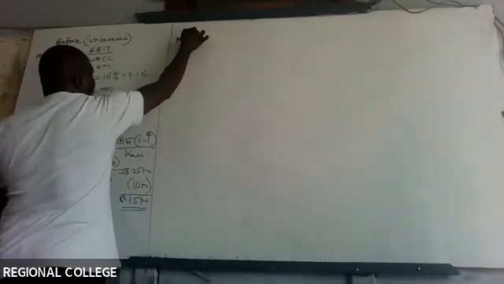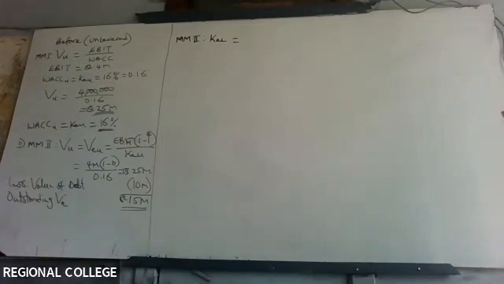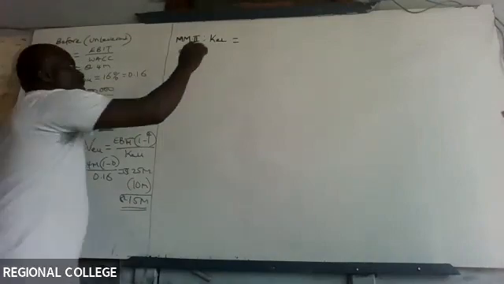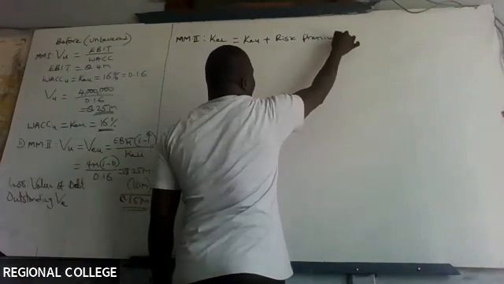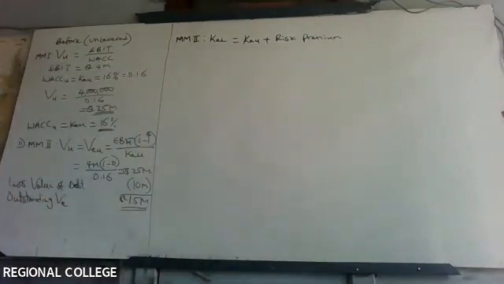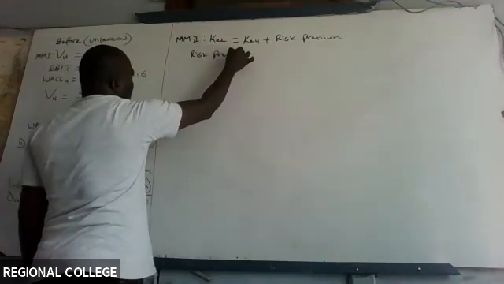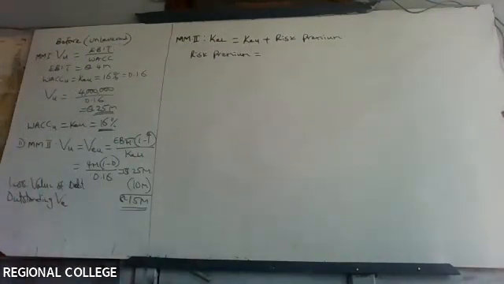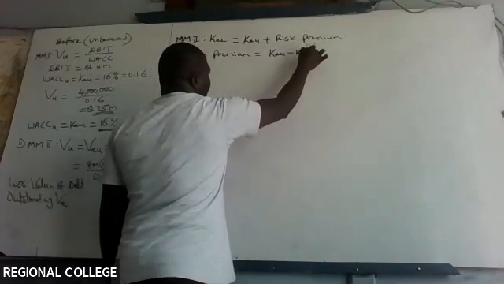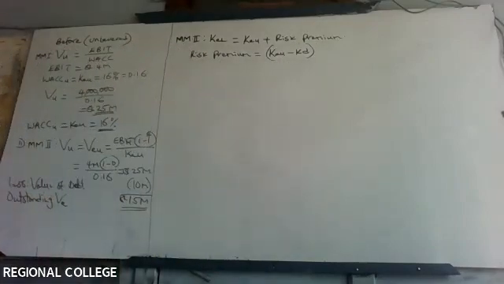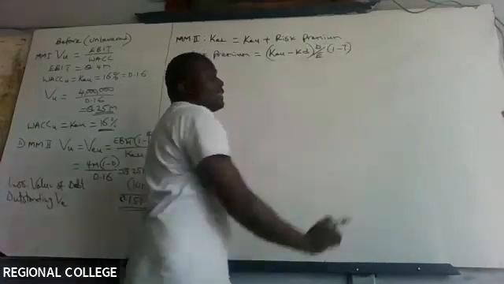Under MM2, the cost of equity of the levered firm equals what? Remember the formula? Cost of equity of unlevered plus the risk premium. And how do you get the risk premium? KU minus KD, multiplied by debt to equity, adjusted for tax.